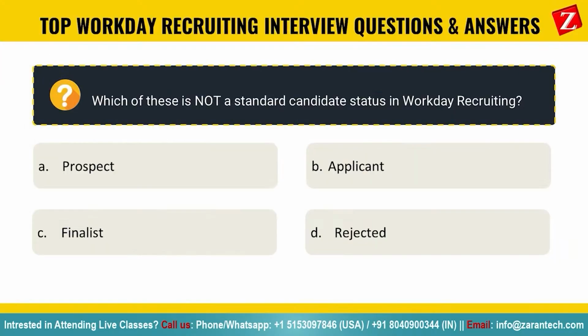All right, let's test your knowledge. Here's a question for you. Which of these is not a standard candidate status in Workday Recruiting? Option A, prospect. Option B, applicant. Option C, finalist. Option D, rejected. Take a moment to think, and when you're ready, choose the correct option. Remember, each choice holds a key to unlocking the answer. Good luck! Type the correct answer in the comment section.